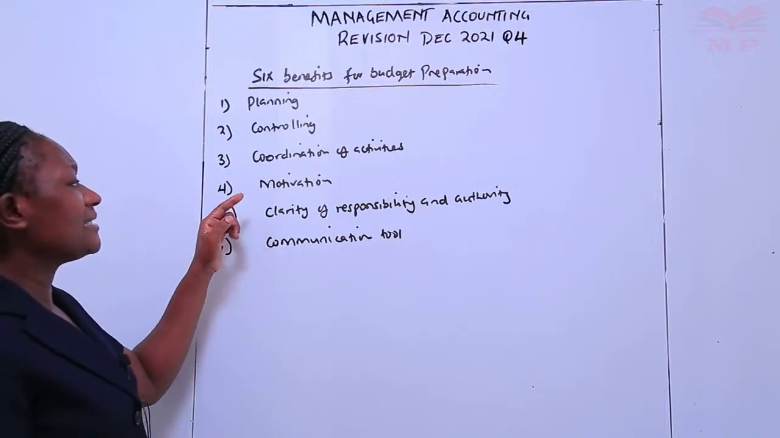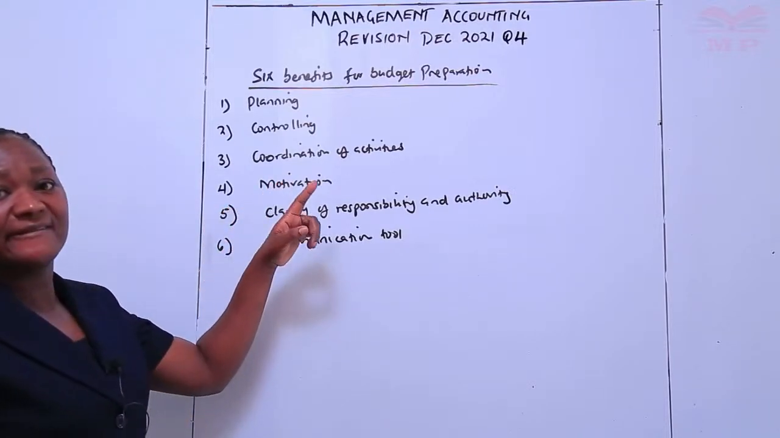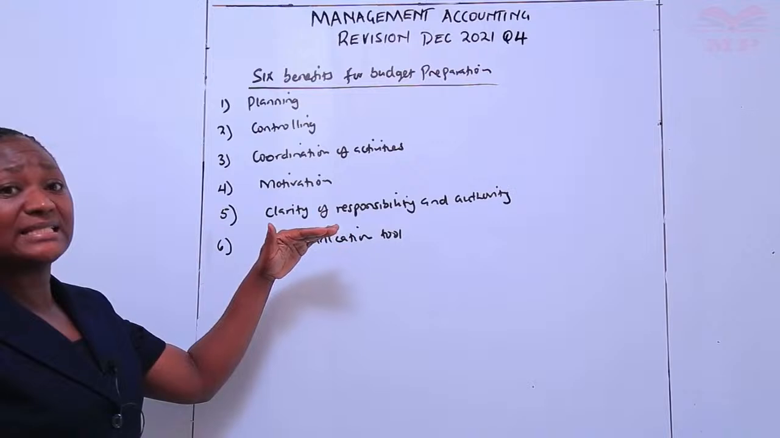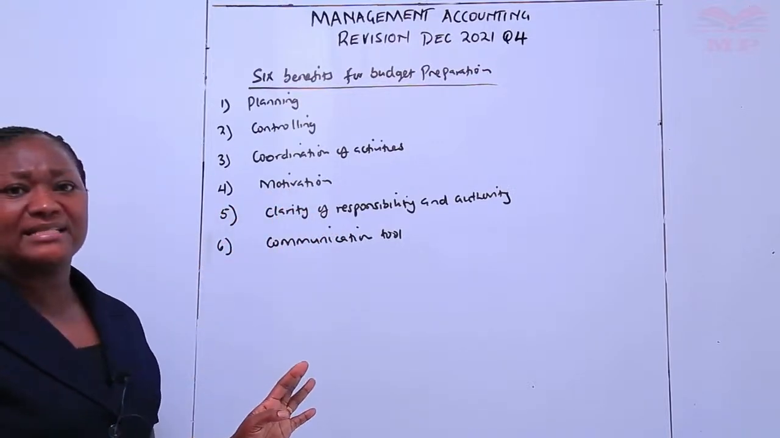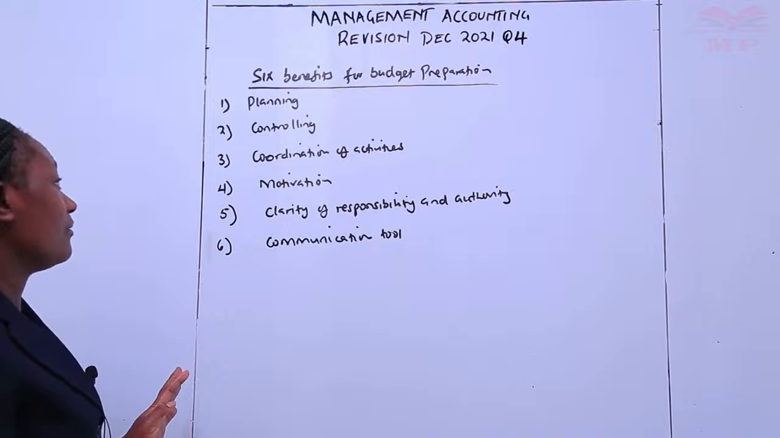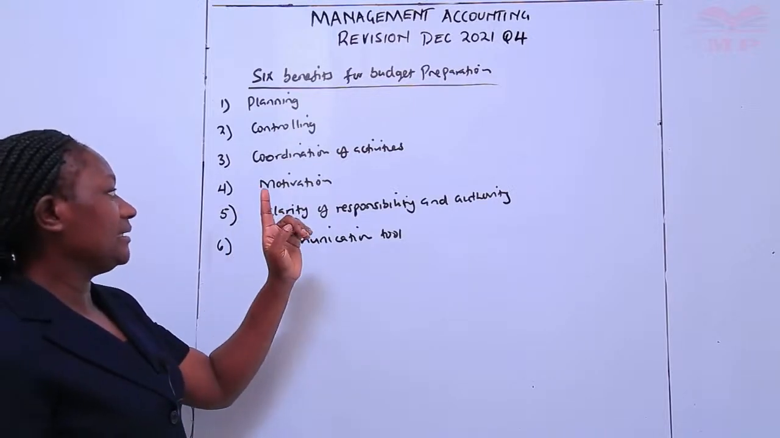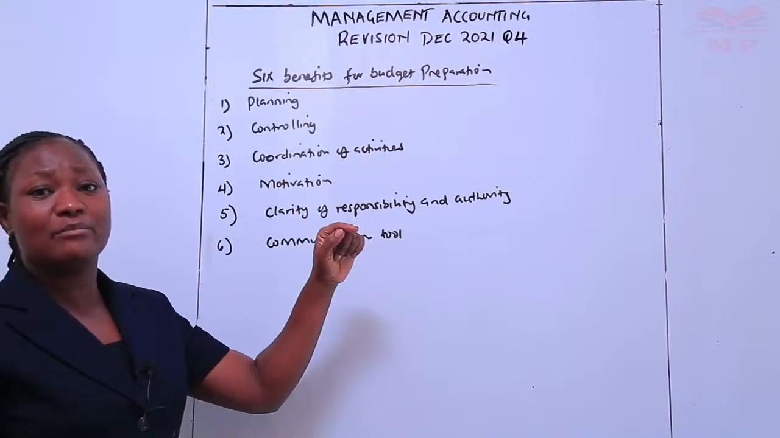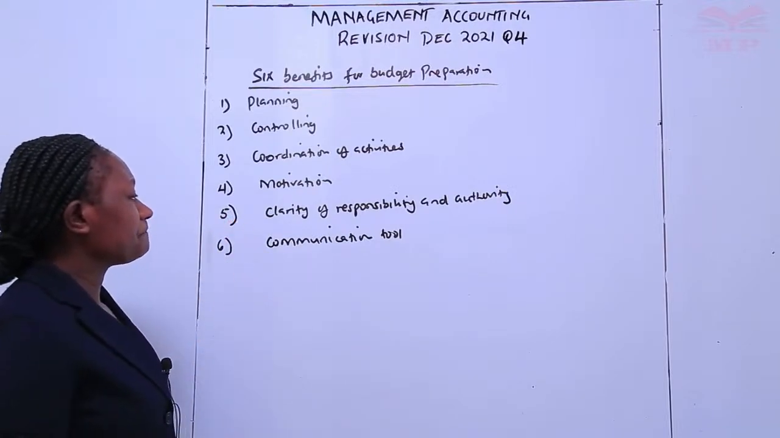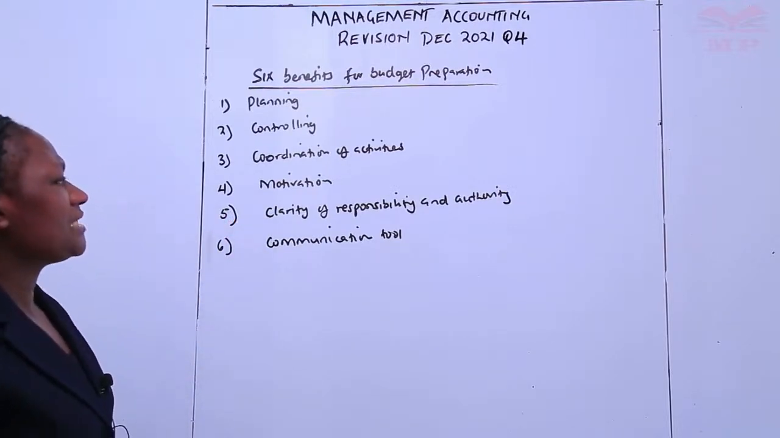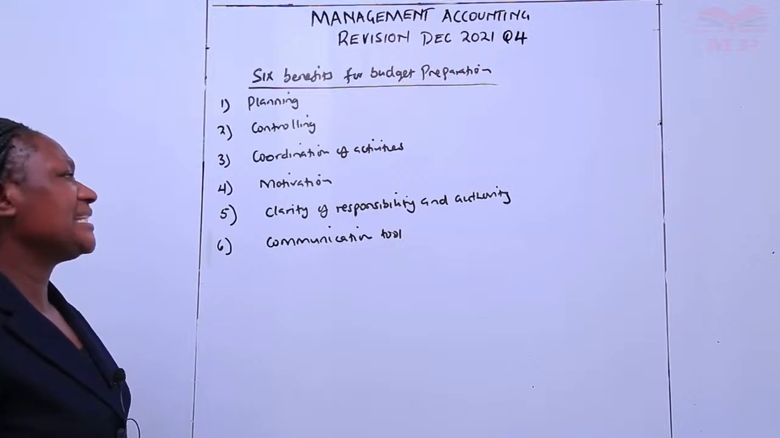And because of that, he will work towards achieving the 100,000 units, and that's what we are referring to as motivation. So where there are no budgets, managers will work the way they want. But if we have budgeting, it is motivating them because of the targets that have been set. Then number 5, clarity of responsibility and authority.